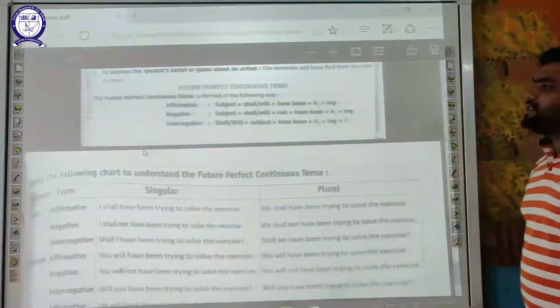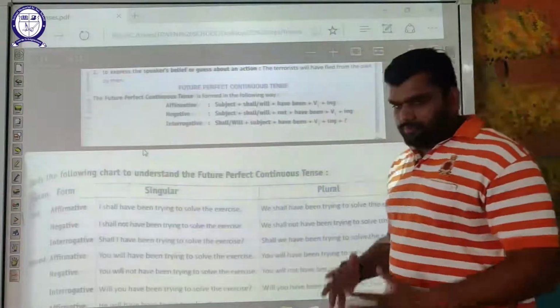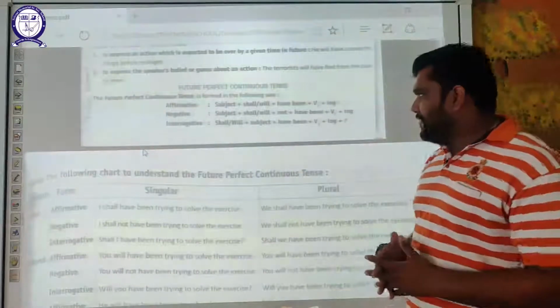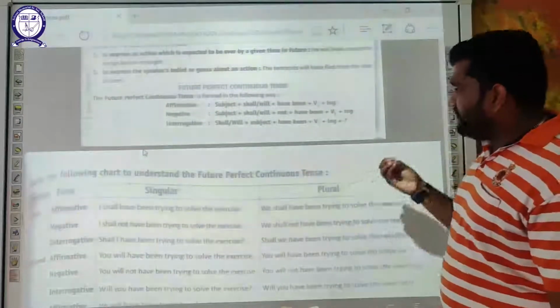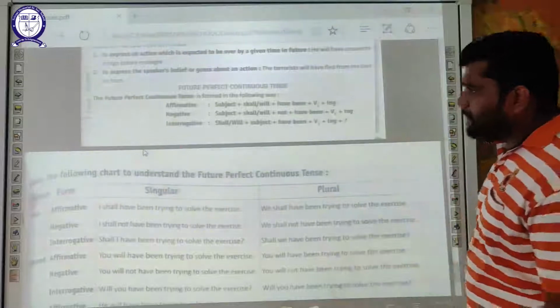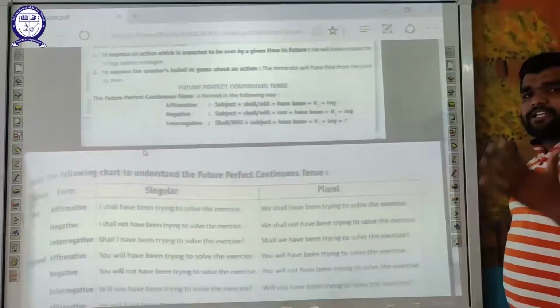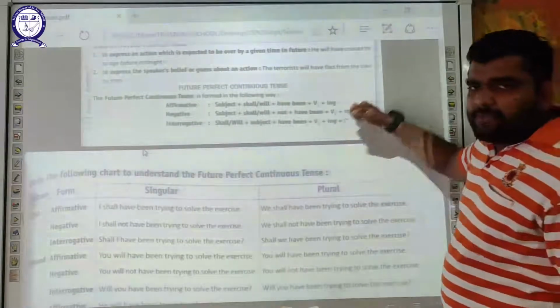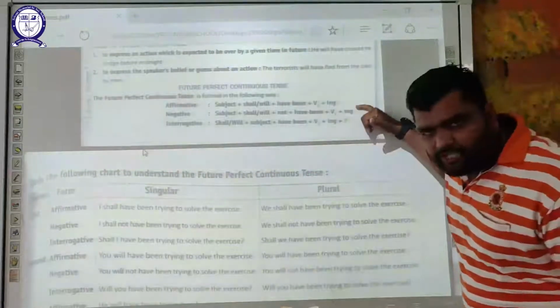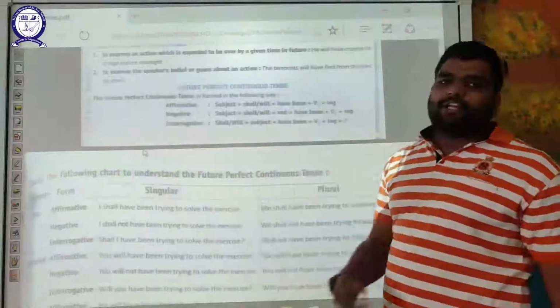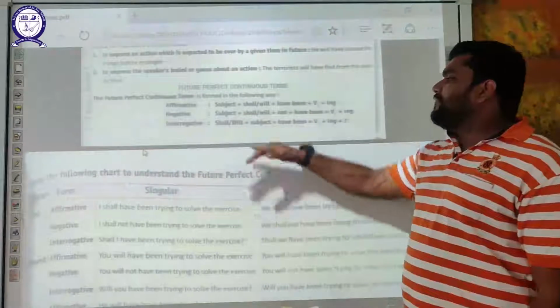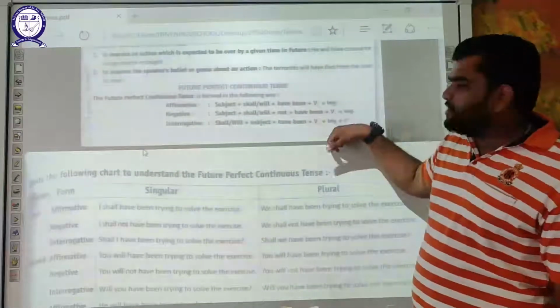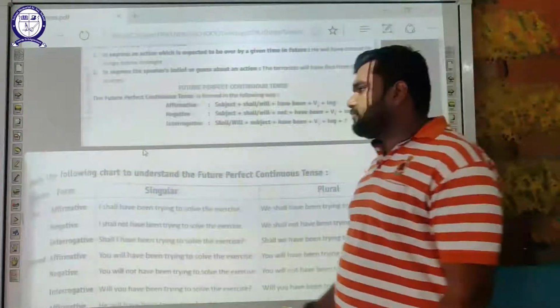Future perfect continuous tense. Formation: subject plus shall/will plus have been plus first form plus ing. Negative: subject plus will/shall plus not plus have been plus first form plus ing. Interrogative: helping verb comes first. Will/shall plus subject plus have been plus first form plus ing. Okay.